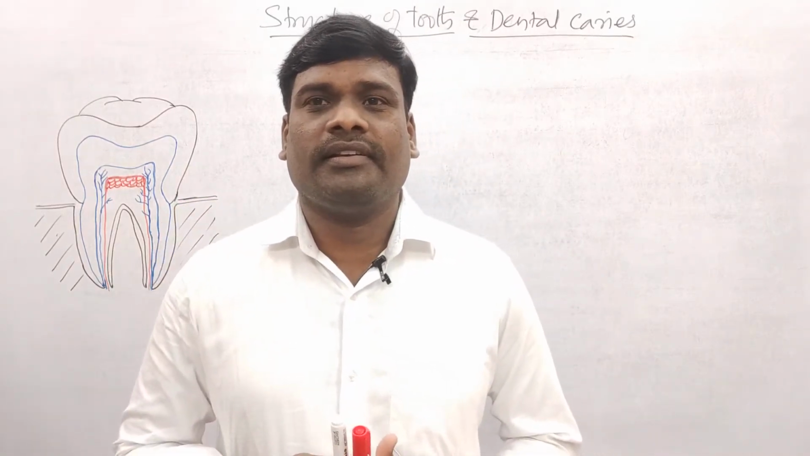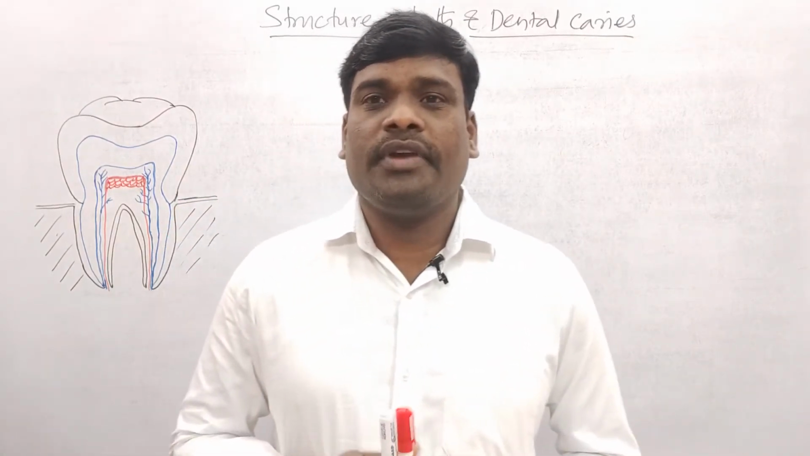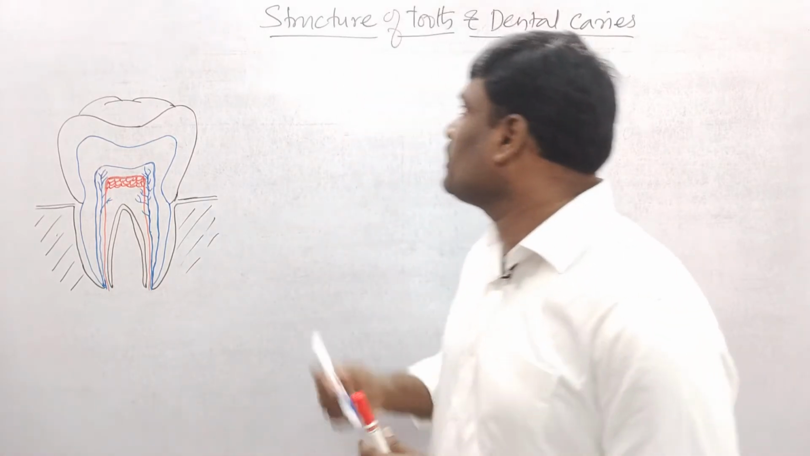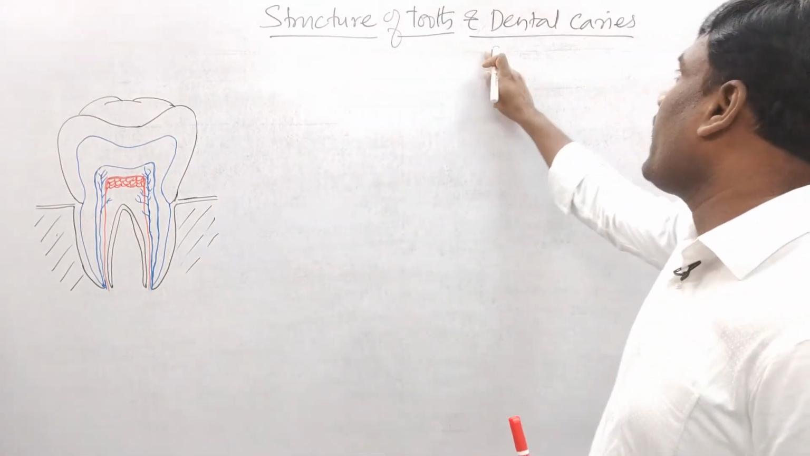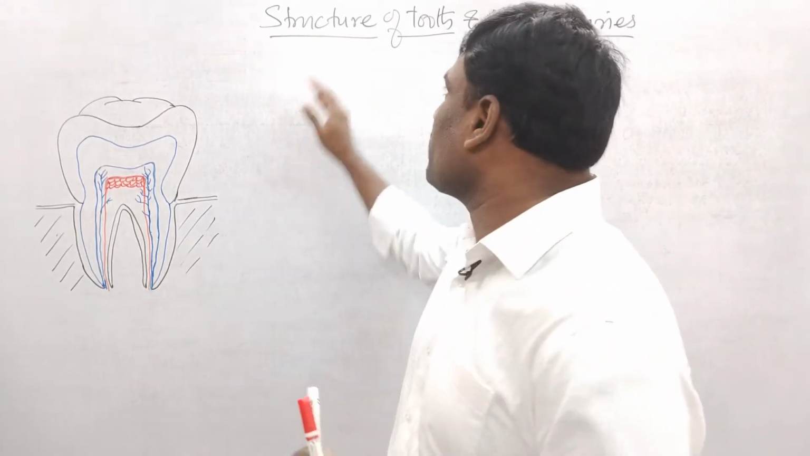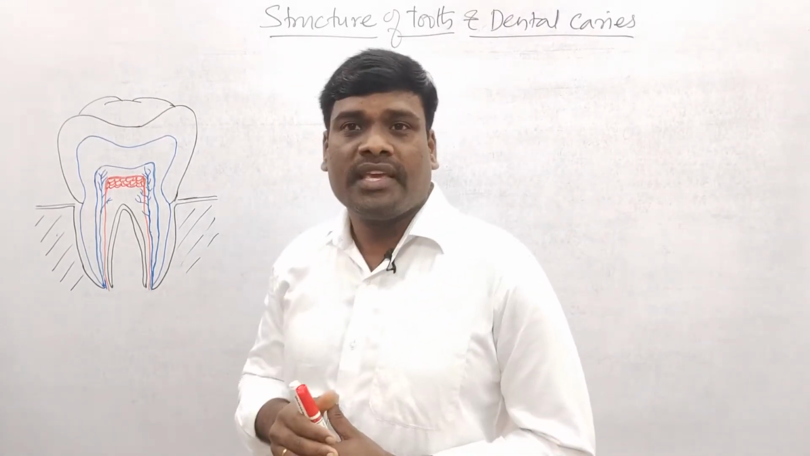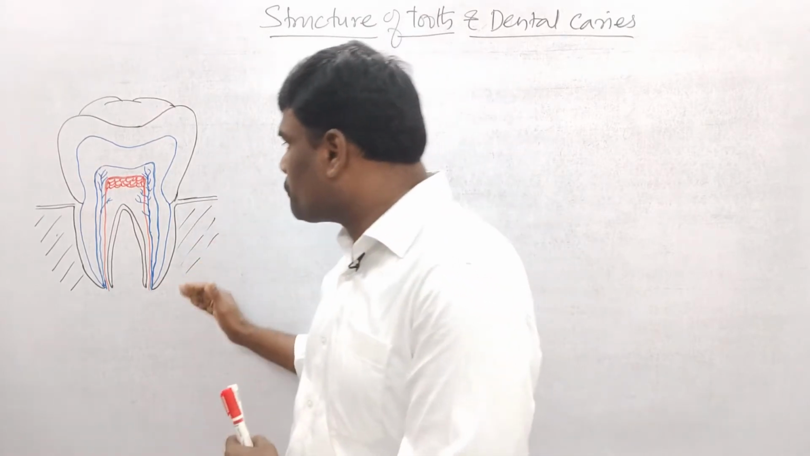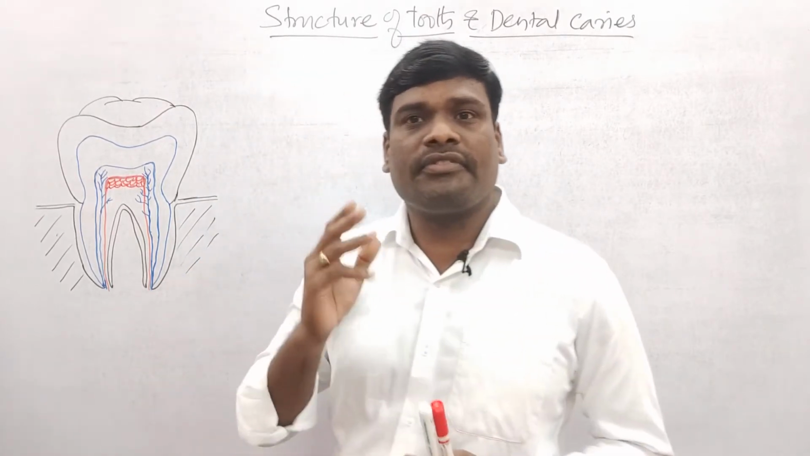Hi children, in this video we are going to discuss the structure of a tooth and dental caries. First we shall discuss the structure of a tooth, children. If you look into the structure of this tooth, it consists of three parts.